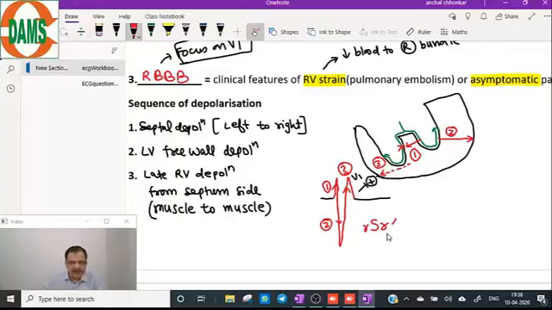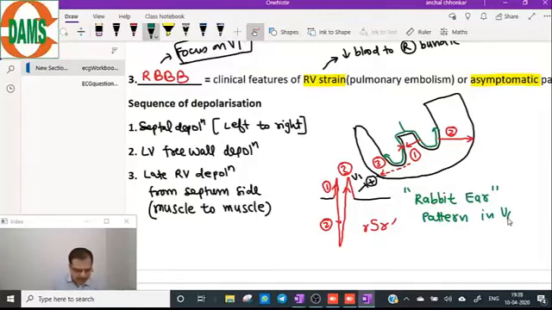Why is the third above the baseline? Because the depolarization is coming towards V1. Positive charges are coming towards the positive pole. Positive deflection will be there. This is also known by another name. The first and third waves look like rabbit ears. So this is also known as a rabbit ear pattern in V1. This is right bundle branch block.